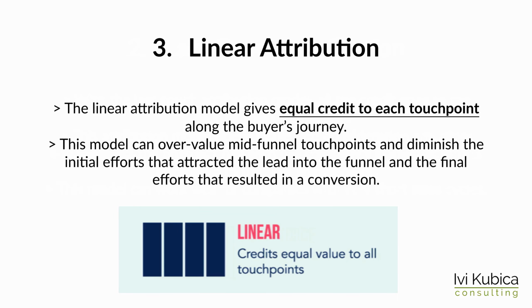The third one is linear attribution. This attribution model gives equal credit to each touch point along the buyer's journey. This model can overvalue though mid-funnel touch points, and it diminishes the initial efforts that attracted the lead into the funnel and the final efforts that resulted in a conversion.